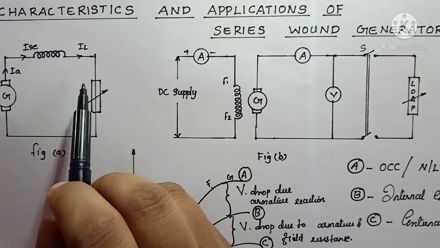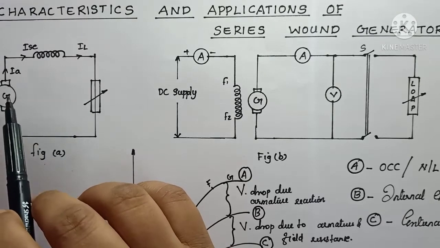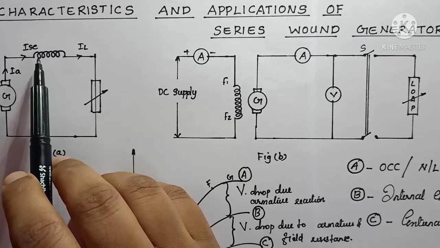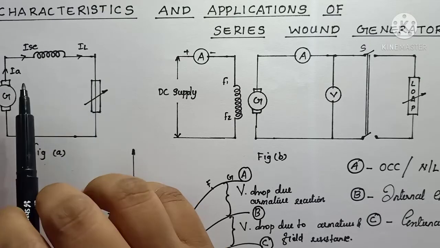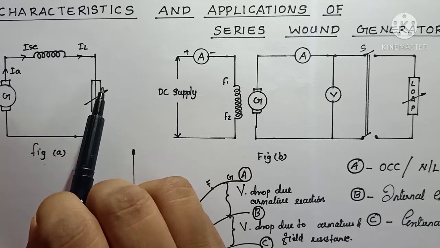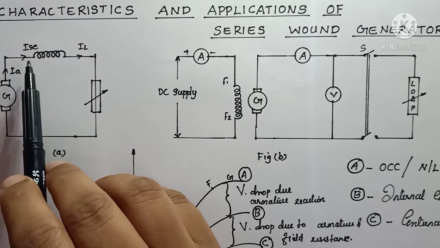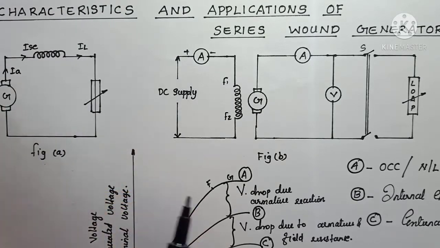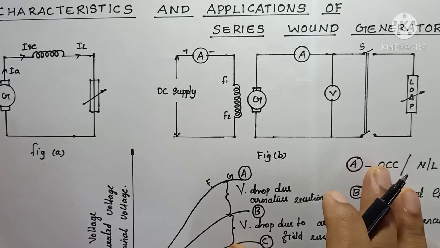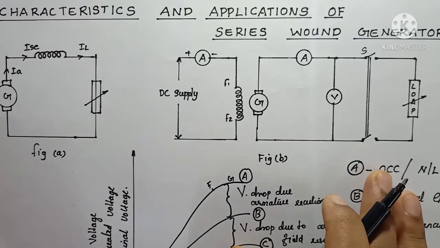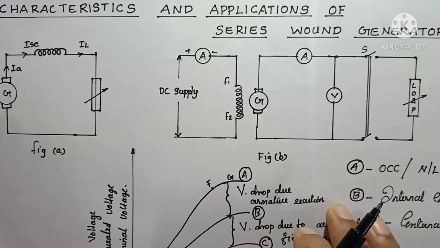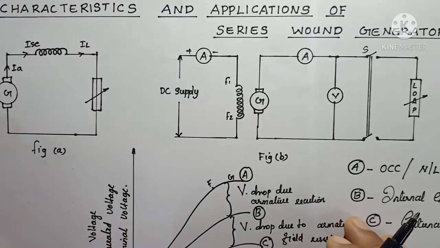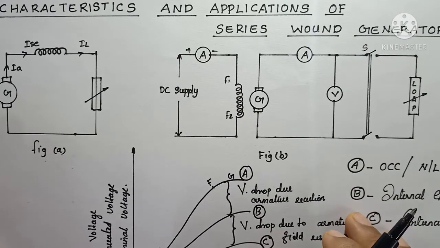Due to this, the current flowing through the armature will be the same as the current flowing through the field and the current to the load. These three currents will be the same. IA will be equal to ISE will be equal to IL in the case of a series wound generator. And mainly there are three characteristics. The first is the open circuit characteristics, the second is the internal characteristics, and the third is the external characteristics.